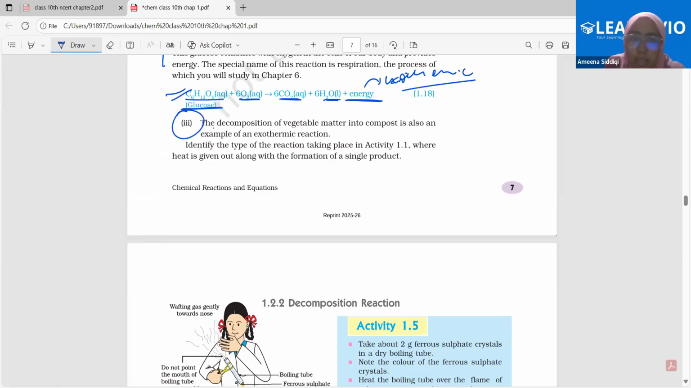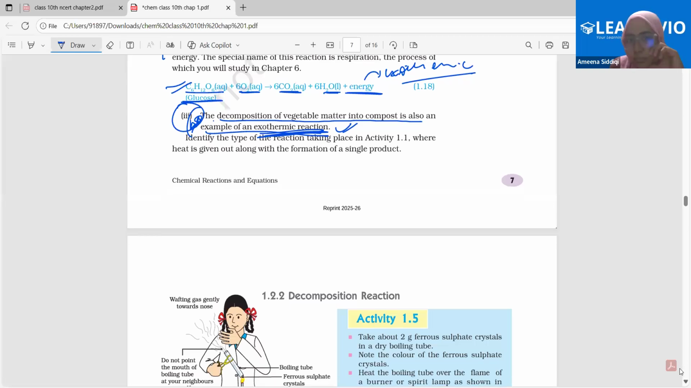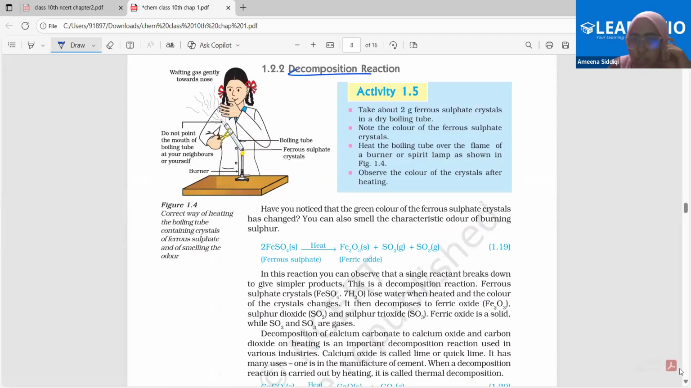Now this is important. The decomposition of vegetable matter into compost is an example of an exothermic reaction. Although decomposition is taking place, what is the nature of this chemical reaction? Decomposition of vegetable matter is an example of decomposition, that is very clear, right? But what is the nature of this reaction? Exothermic reaction. So this is one exception: although the reaction is decomposition, the nature is exothermic. Please take this example, okay?